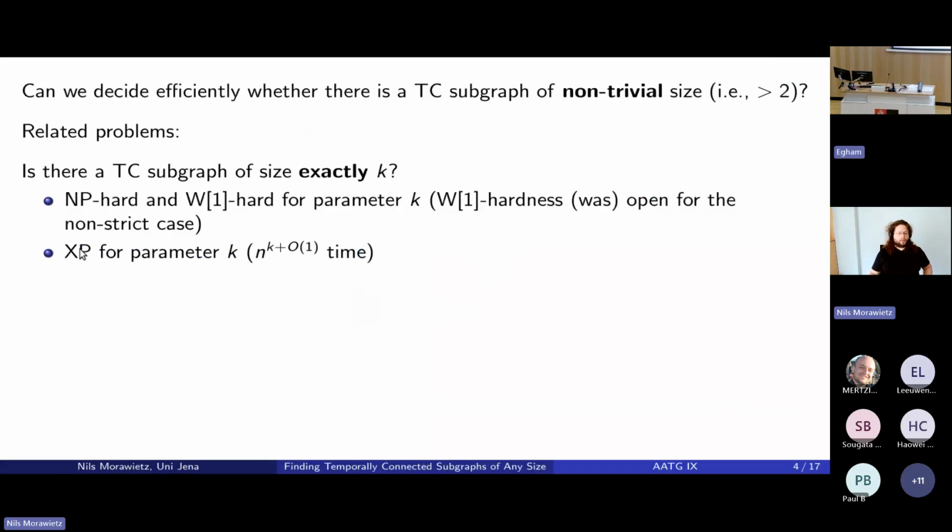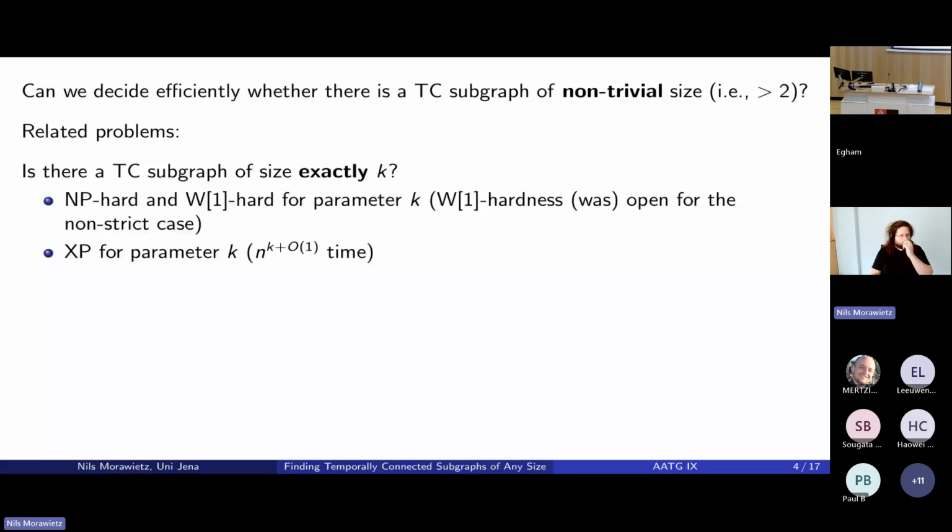But this problem is in XP. So for every constant value of k, we can in polynomial time decide whether there is such a TC subgraph, simply by enumerating all size k subsets of vertices and just asking, okay, is this set of vertices temporally connected in polynomial time?